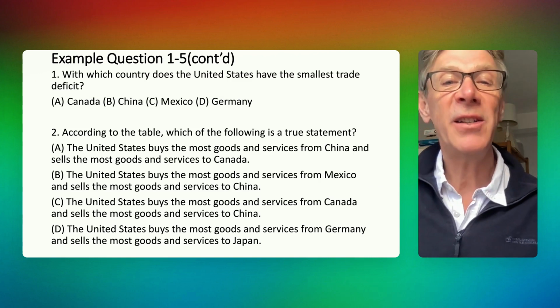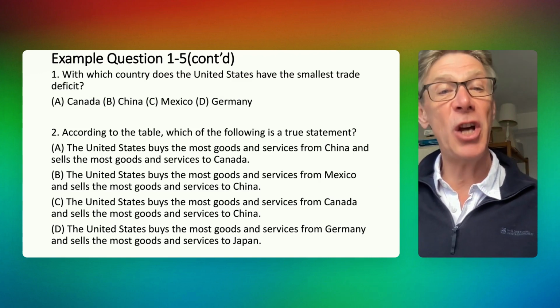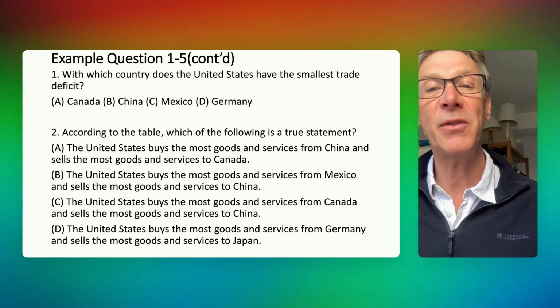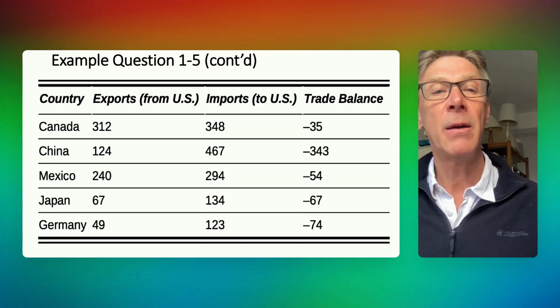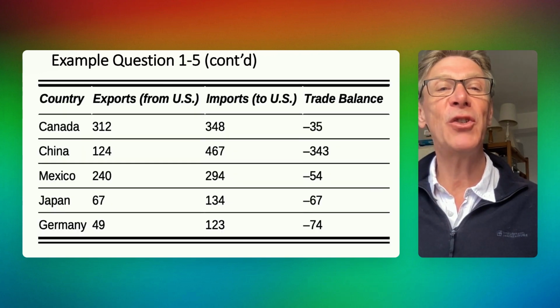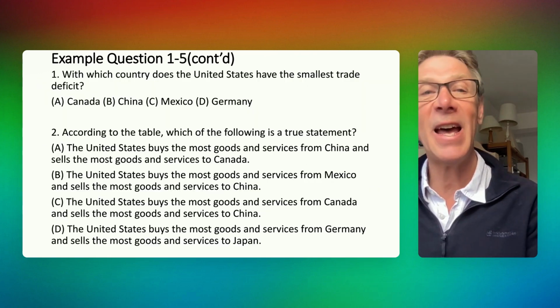And D, the United States buys the most goods and services from Germany and sells the most goods and services to Japan. Well, they don't. They sell the least to Germany. So again, the answer to that is A.